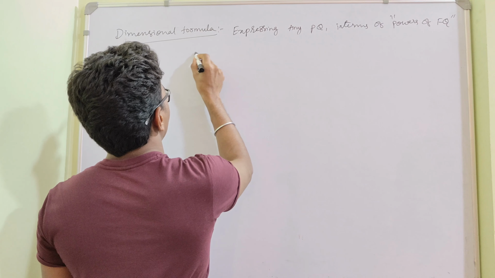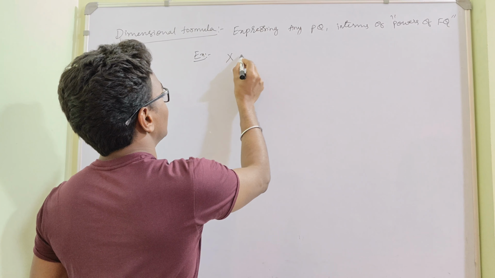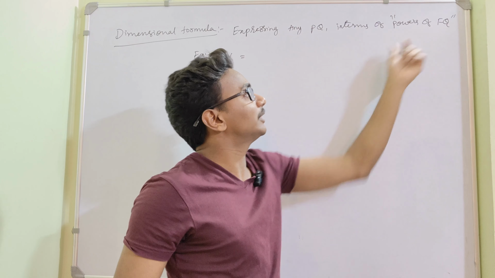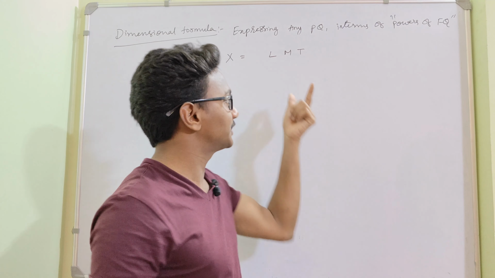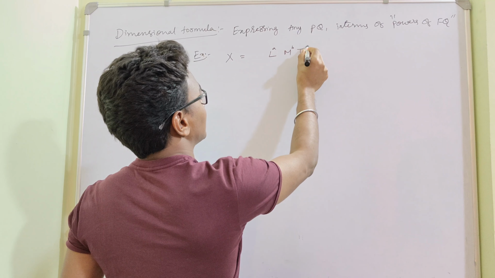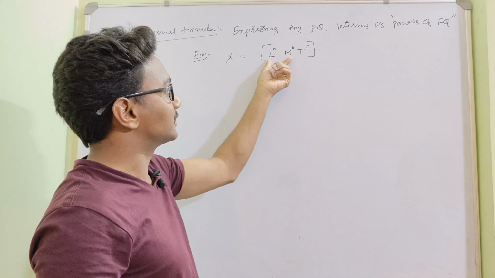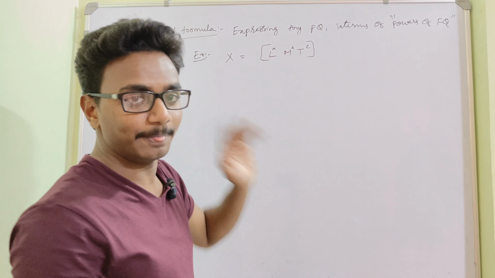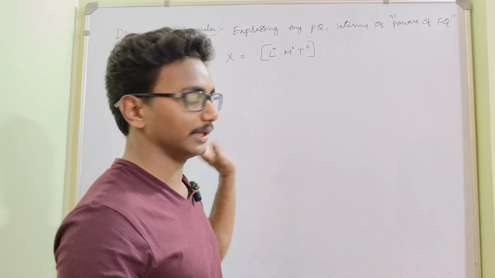For example, if I take a random physical quantity, suppose x, I can express this x in terms of powers of fundamental quantities. What are fundamental quantities? We know these three are enough. We mostly use these three. In terms of powers of these, suppose L power A, M power B, T power C. If I can express any random physical quantity x like this in terms of powers of these fundamental quantities, that is known as dimensional formula. If you understand this, it's fine. Otherwise, we will solve a few examples on this, then you will get to know it.